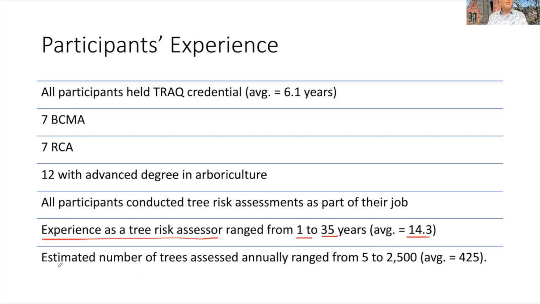And then the last thing we asked people was how many trees they assessed on an annual basis. This also was quite a large range, in part because some of the participants were municipal arborists, and they might be doing level 1 risk assessments, which would either be drive-bys or walk-bys, looking at lots of trees, as compared to some of the consulting arborists who did very in-depth investigations or risk assessments of a much smaller number of trees.